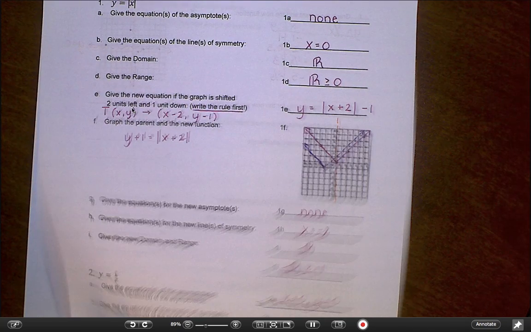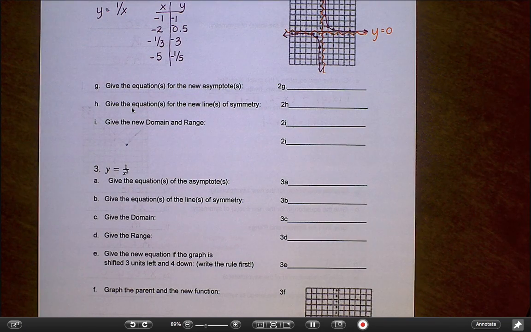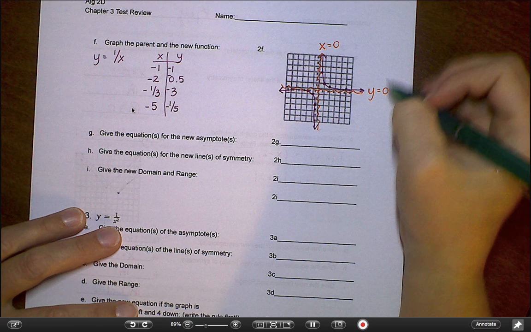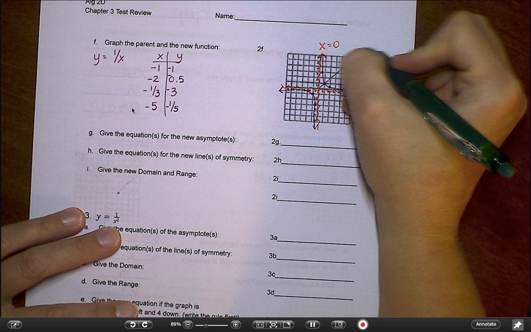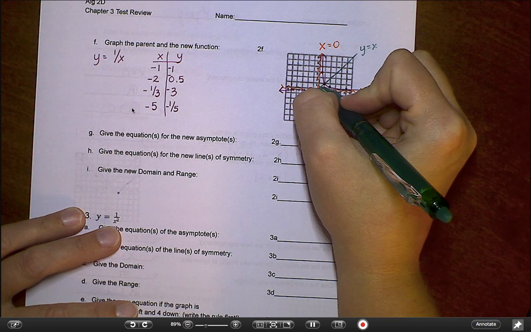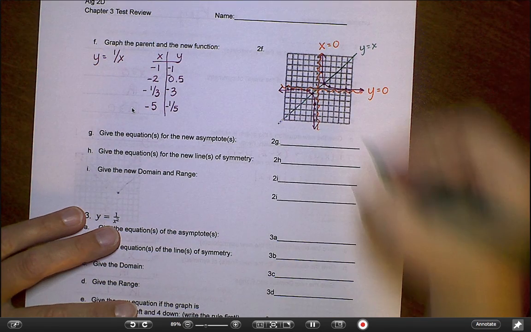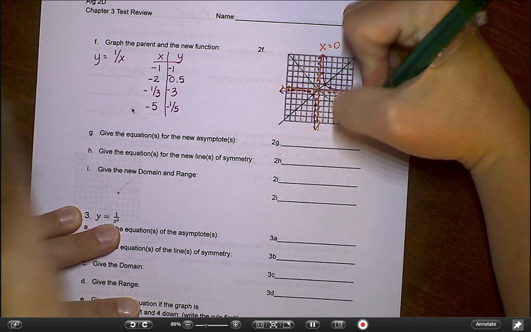Lines of symmetry is that next question. So let's look at that on here. And actually, I might dig for a different color, so that doesn't blend in with the asymptote. Sorry, I'm having a small collapse over here. Lines of symmetry on a hyperbola is kind of an interesting question. Lines of symmetry are actually the diagonal lines. y equals x is a line of symmetry. And then also y equals negative x is a line of symmetry.